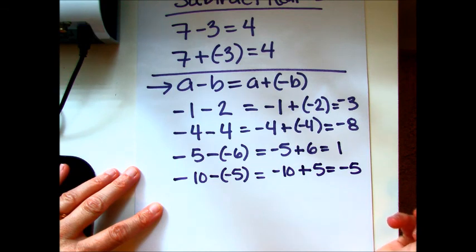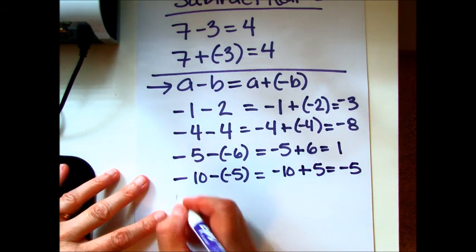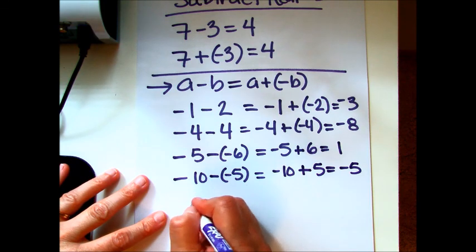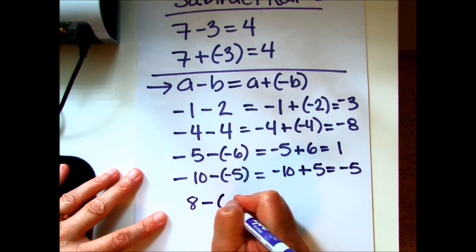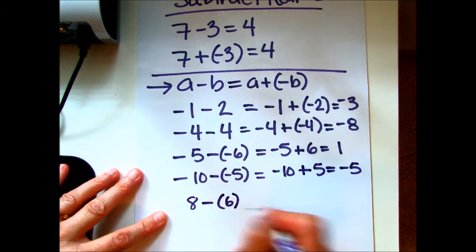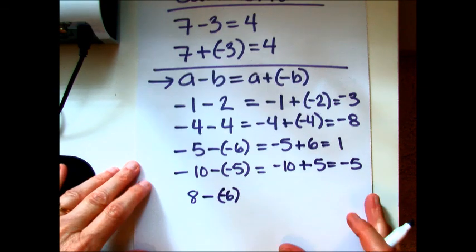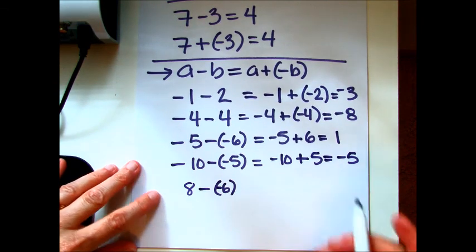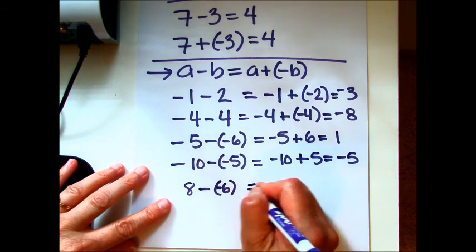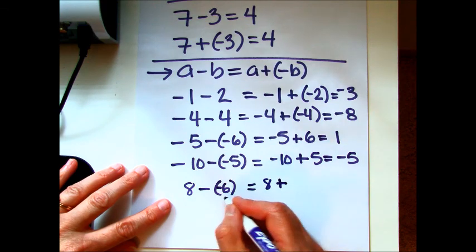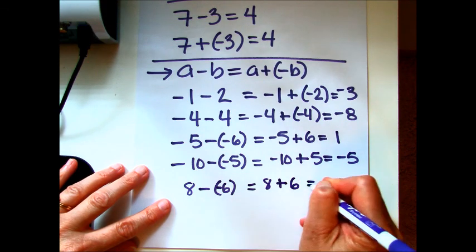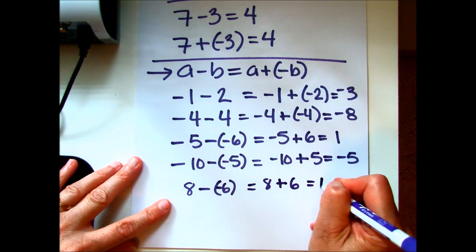And let's see if there's any other. Let's do one where the first number is positive, and then we'll subtract a negative. Okay. So again, we're going to keep the 8, change to addition, and then the negative is a positive. We're going to combine the two positives, we get 14.